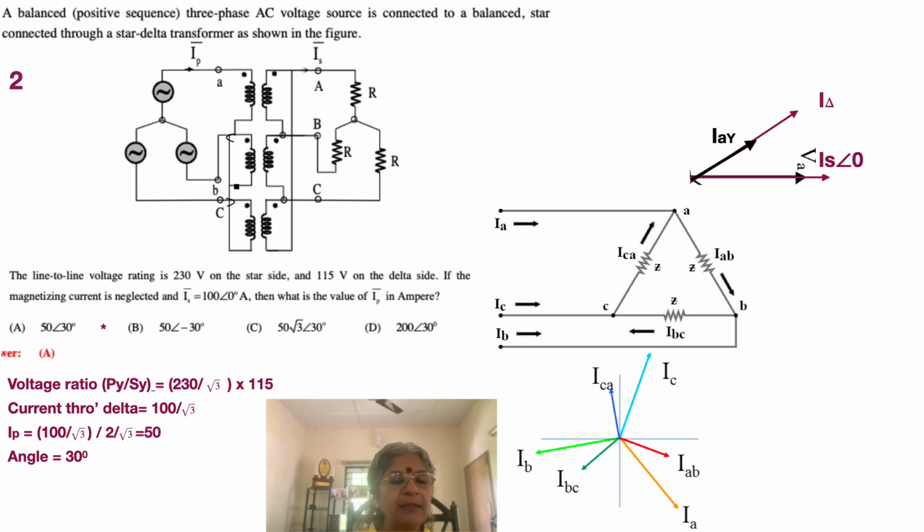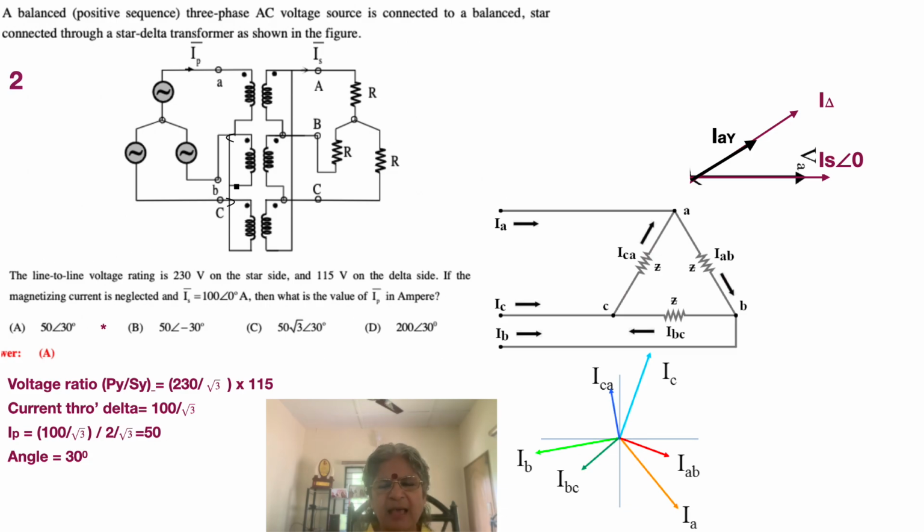Now the answers are 50 angle 30, 50 angle minus 30, 50 angle root 3, 30, and 200 angle 30. Of these, the two answers that are more likely to be correct would be A and B, because they have the same magnitudes, only the angles differ.